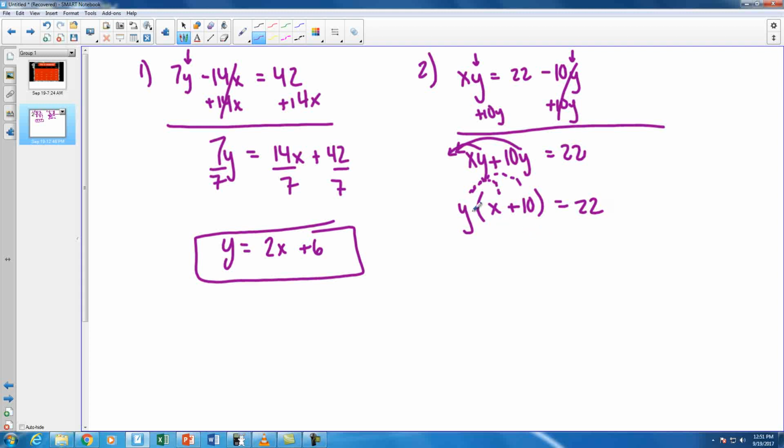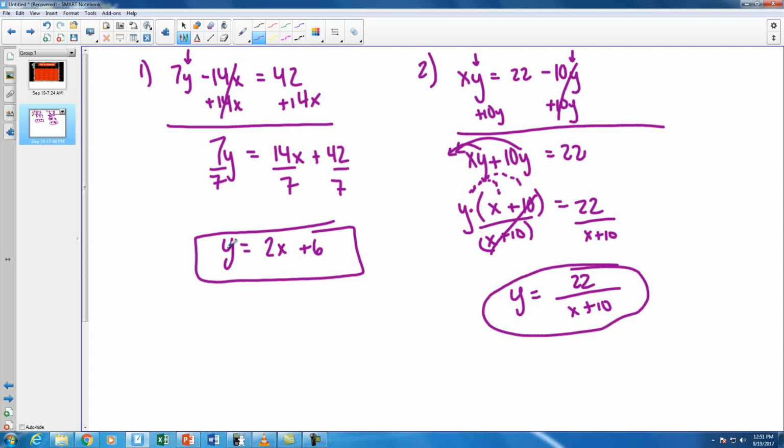All I have left is to recognize that this is a multiplication problem, and so if I divide by x plus 10, something divided by itself is 1, so that's gone. But to do that, I have to do it here as well. So now my answer would be y equals 22 over x plus 10.